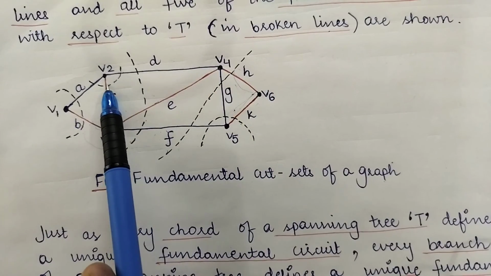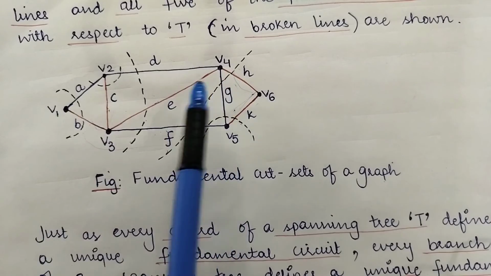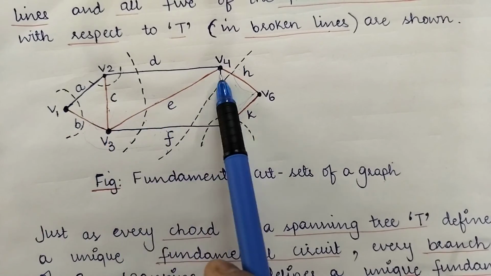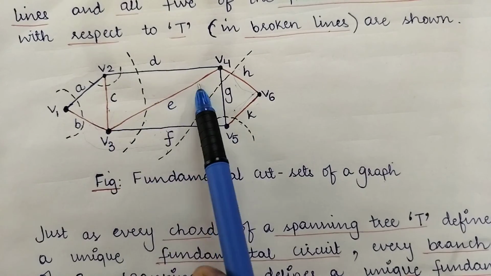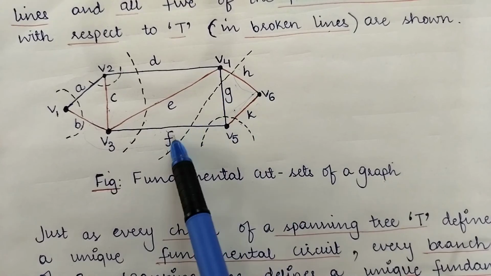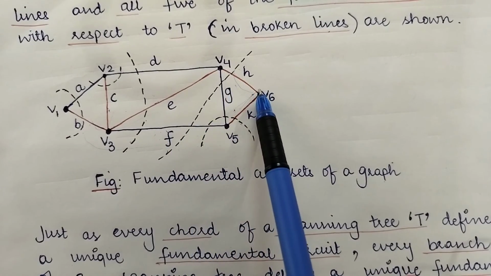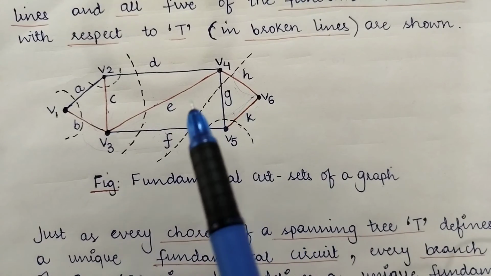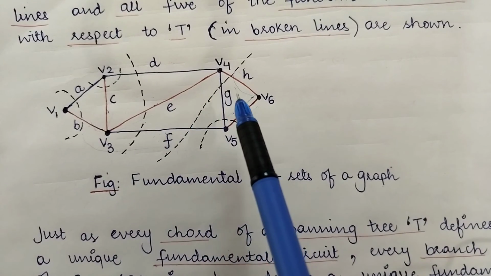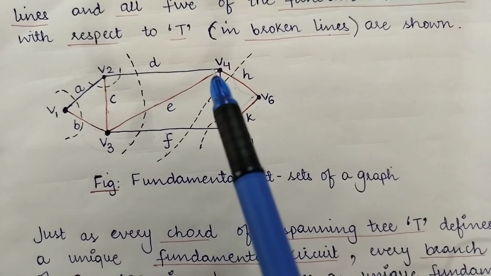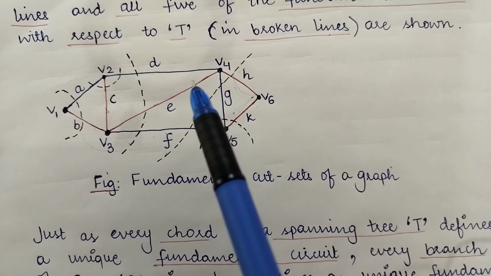Like in this particular cut set, there is branch C. It is nowhere else. In this particular cut set, there is branch B. It is nowhere else. In this particular cut set, there is branch E, and it is nowhere else. In this one, there is branch H, and in this one, branch K, and they are nowhere else. So there is a unique branch in every fundamental cut set, just like there is a unique chord in every fundamental circuit.